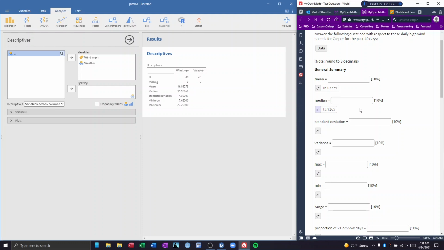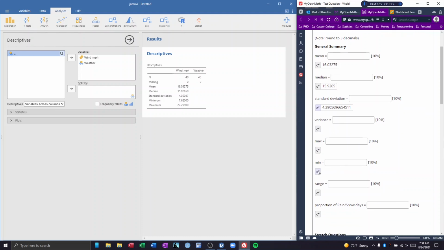Standard deviation, here we go. It's one of our measures of spread, of how spread out our data is. And you can go back and look at our equations if you want to do it by hand, but we get this 4.3905, very good. And then it also asks for a few other things.